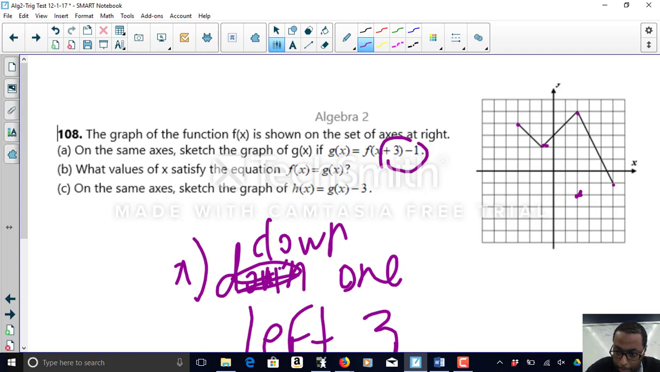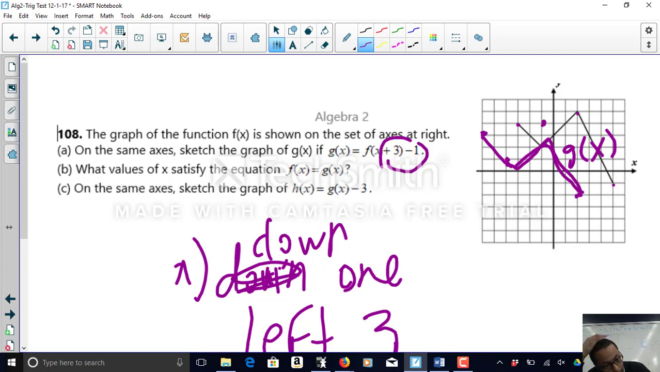I'm going to do the same thing. I'm going to go down 1 and left 3. 1, 2, 3. So that point moved there. I'm going to go down 1, left 3. Okay, and I'm going to go down 1, left 3. Guys, this is my new function. It didn't come out as sharp as it should have. And just to make sure we're clear, I'm going to put that this is now g of x.